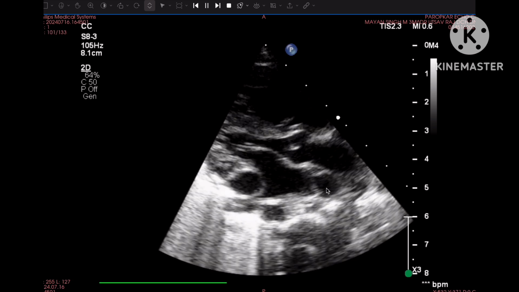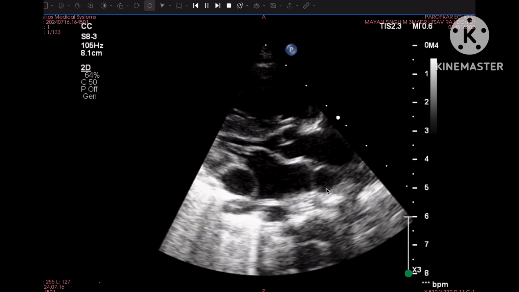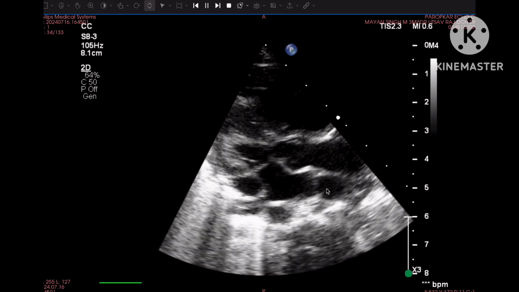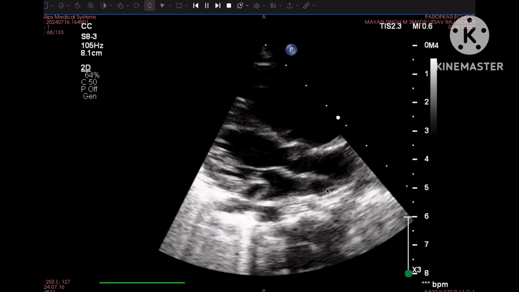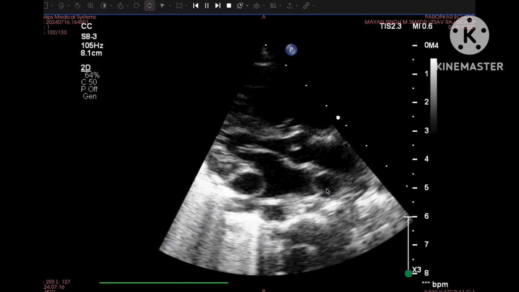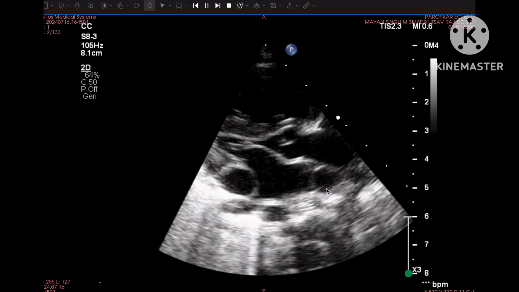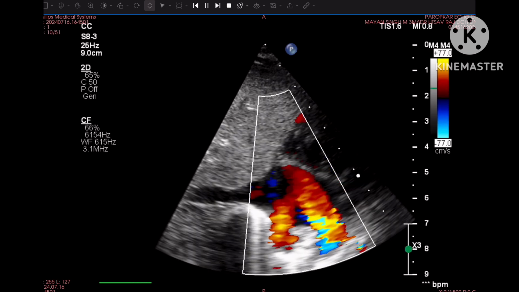pulmonary artery, dilated one. So this is a case of ASD with dilated coronary sinus, a small PDA, significant pulmonary artery hypertension. So we have to find out ASD of IVC variety, sinus venosus ASD of IVC variety.